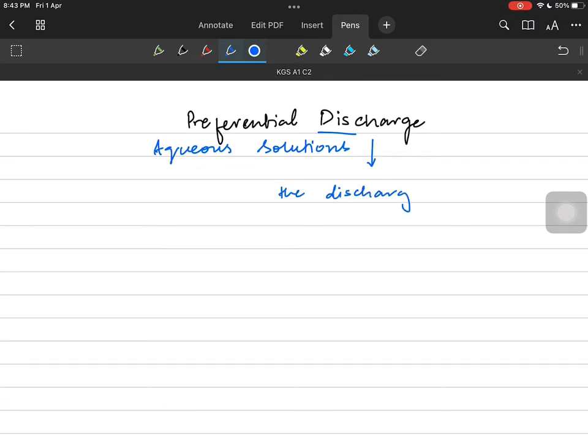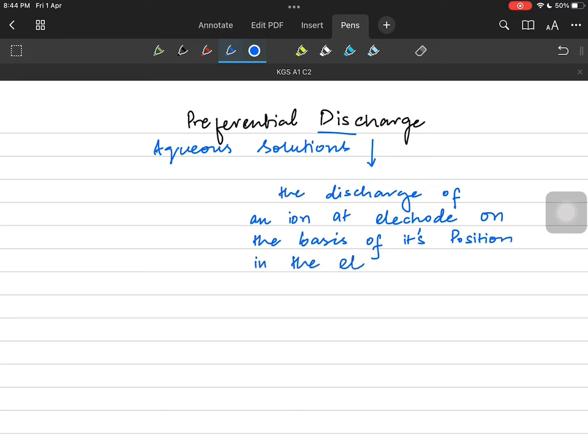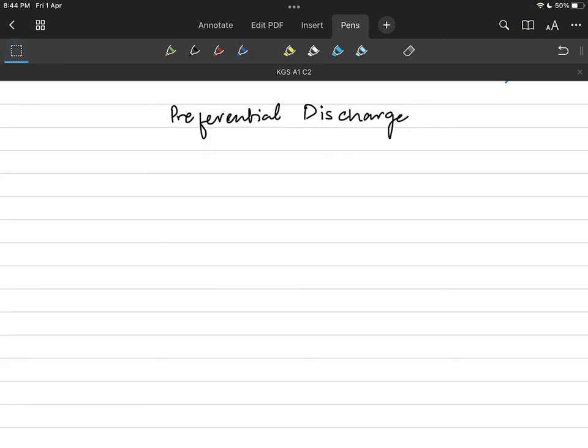So, the idea is that it is the discharge. Discharge means reduction or oxidation, so it's the discharge of an ion at the respective electrode on the basis of the position of the ion in an electrochemical series. So what's an electrochemical series? An electrochemical series is an arrangement of ions, and the position of the ion tells us whether it's going to be discharged or not. So we know there are two kinds of ions, right?